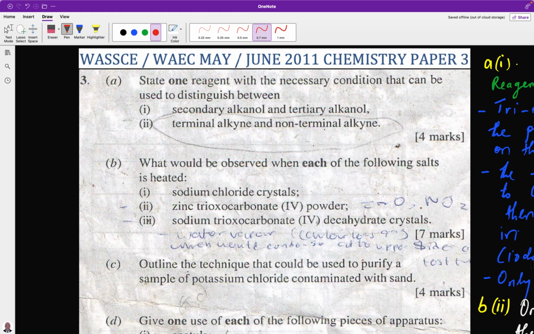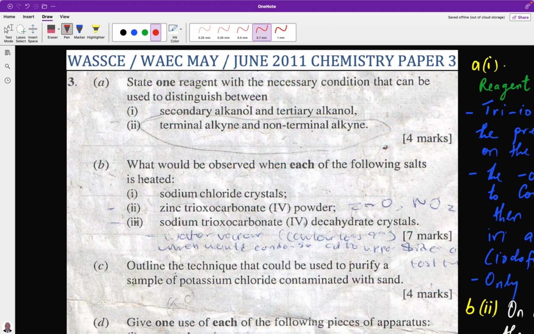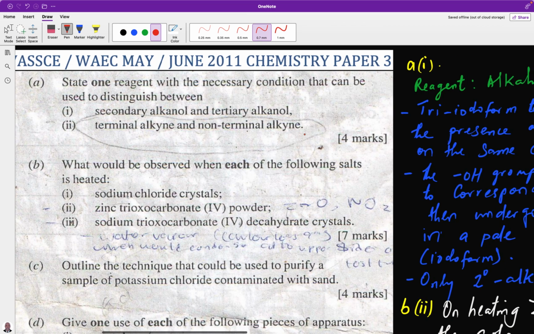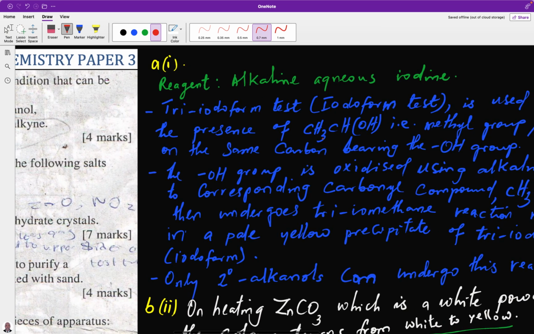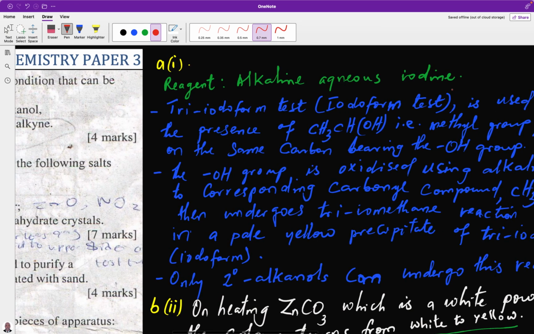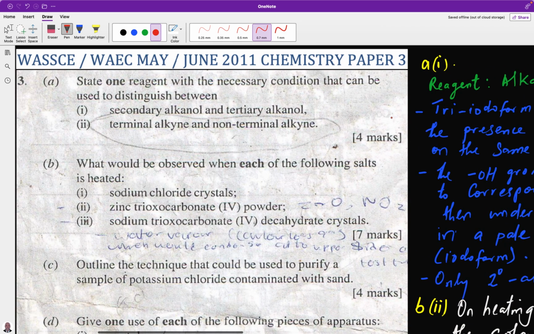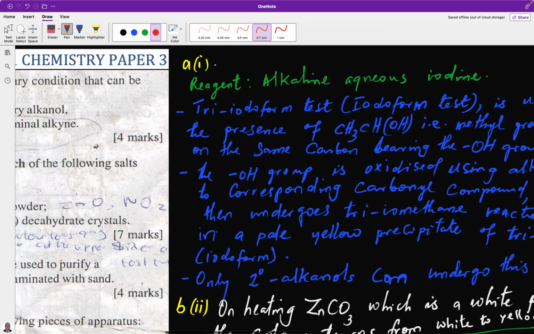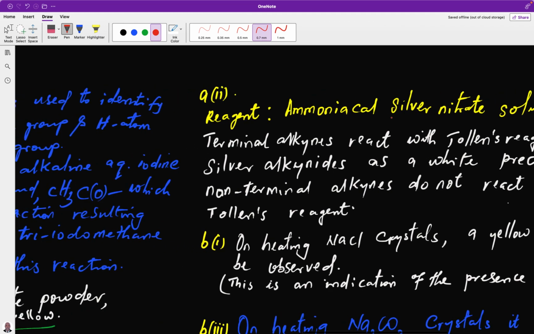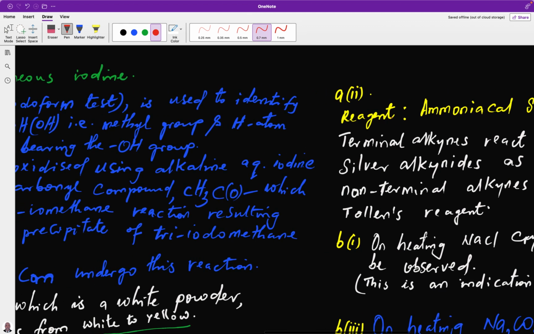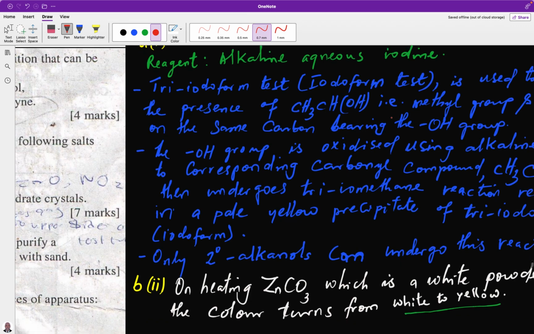So once more, you were told to state. You don't need to write much. As I said, I wrote the green for revision purposes. So our reagent was just alkaline aqueous iodine. Then for the terminal alkyne and non-terminal alkyne, our reagent was just ammonium silver nitrate solution. Then the other one is for your revision purpose, to read and understand how the test is operated.